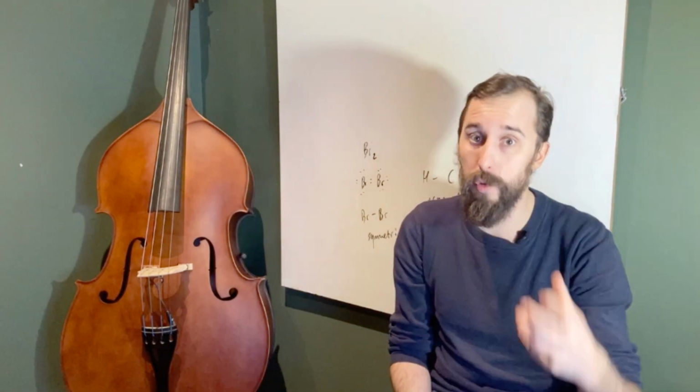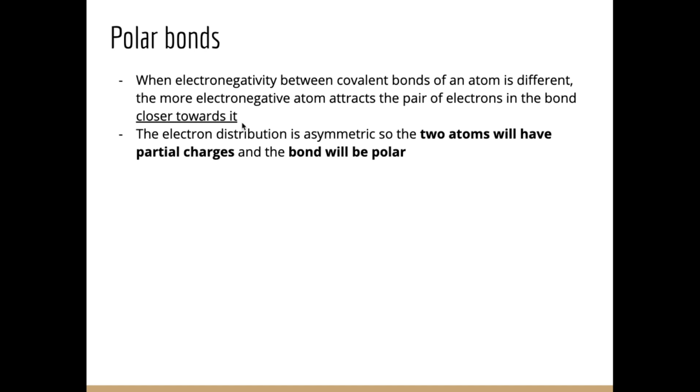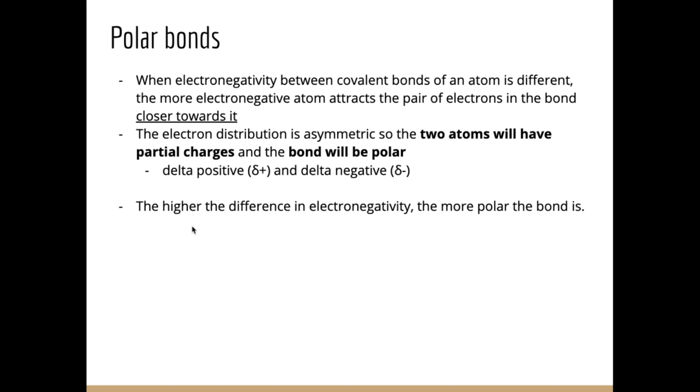So we don't have these full charges, we have these partial charges. And how we designate these is by calling them delta positive, with this delta plus. This is the Greek symbol for delta. And delta negative. So they're not as strong as full positive and negative charges like we see in ionic bonding. They're just these partial delta positive and delta negative charges.